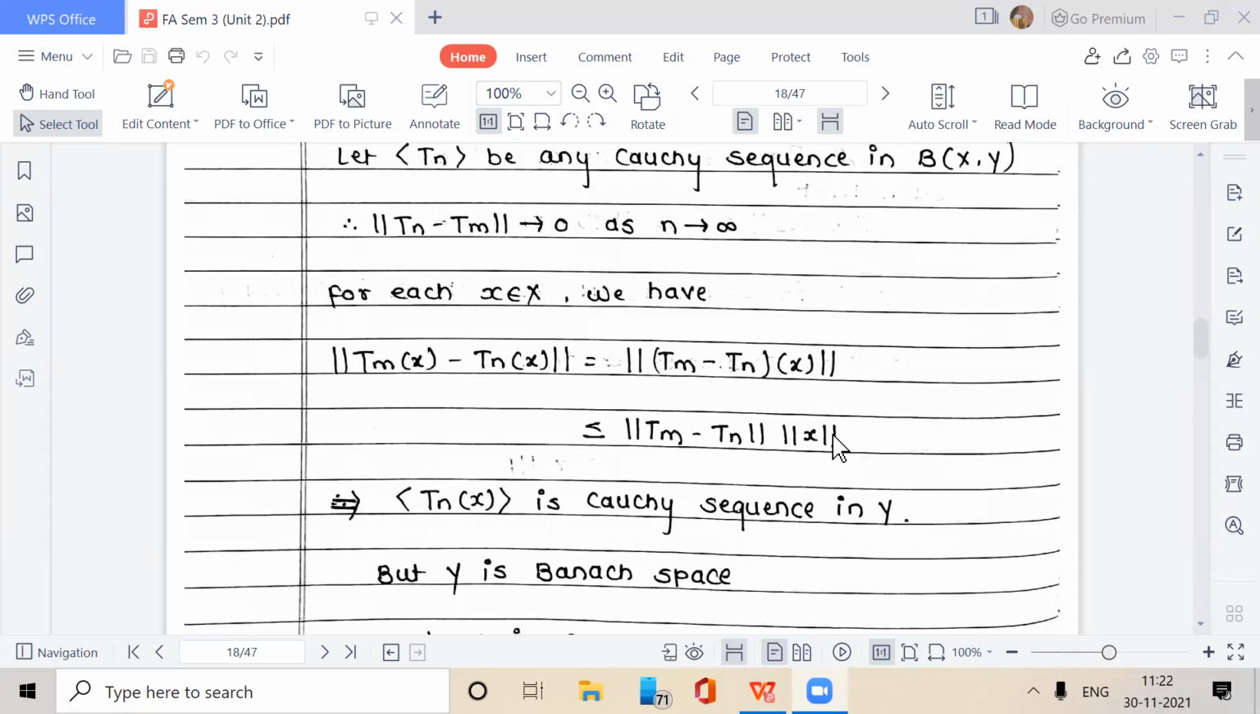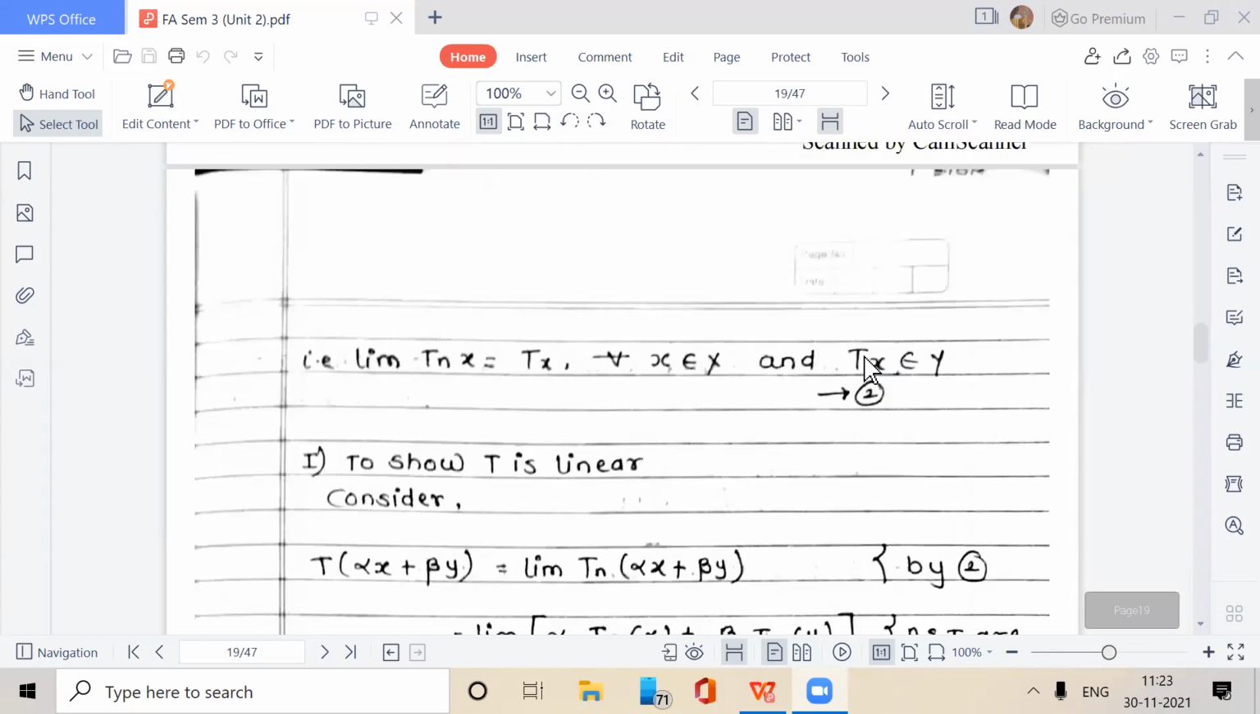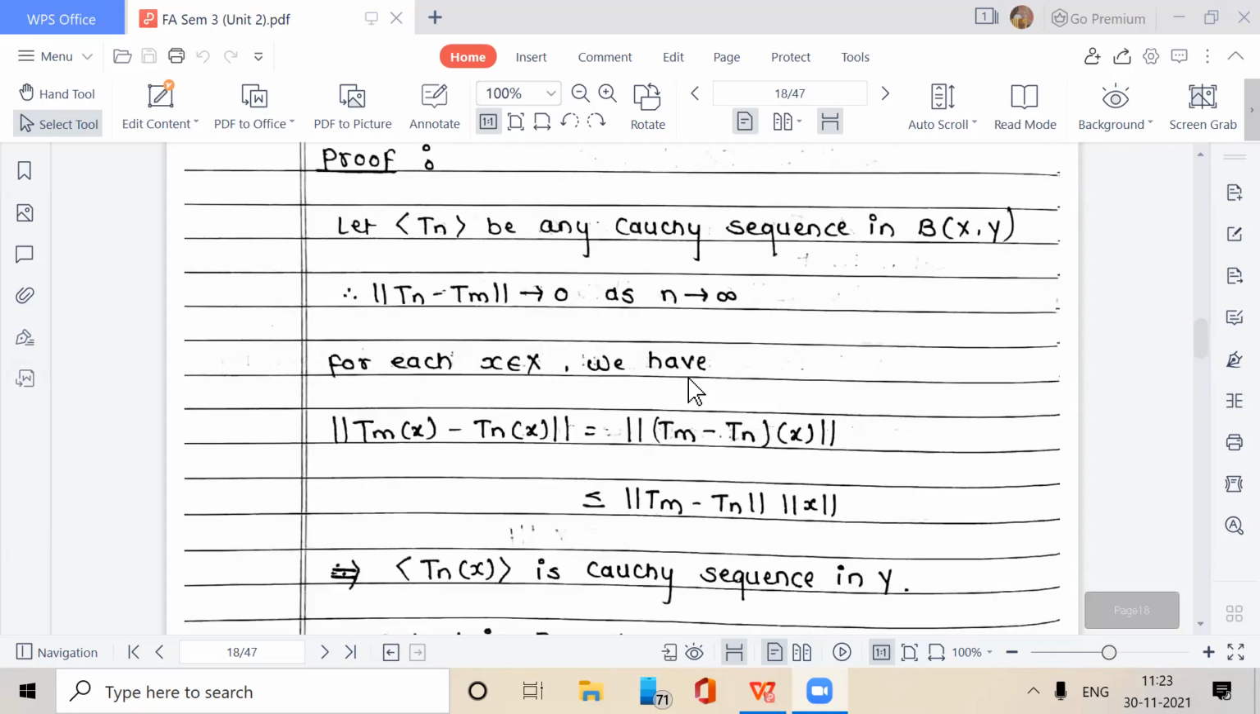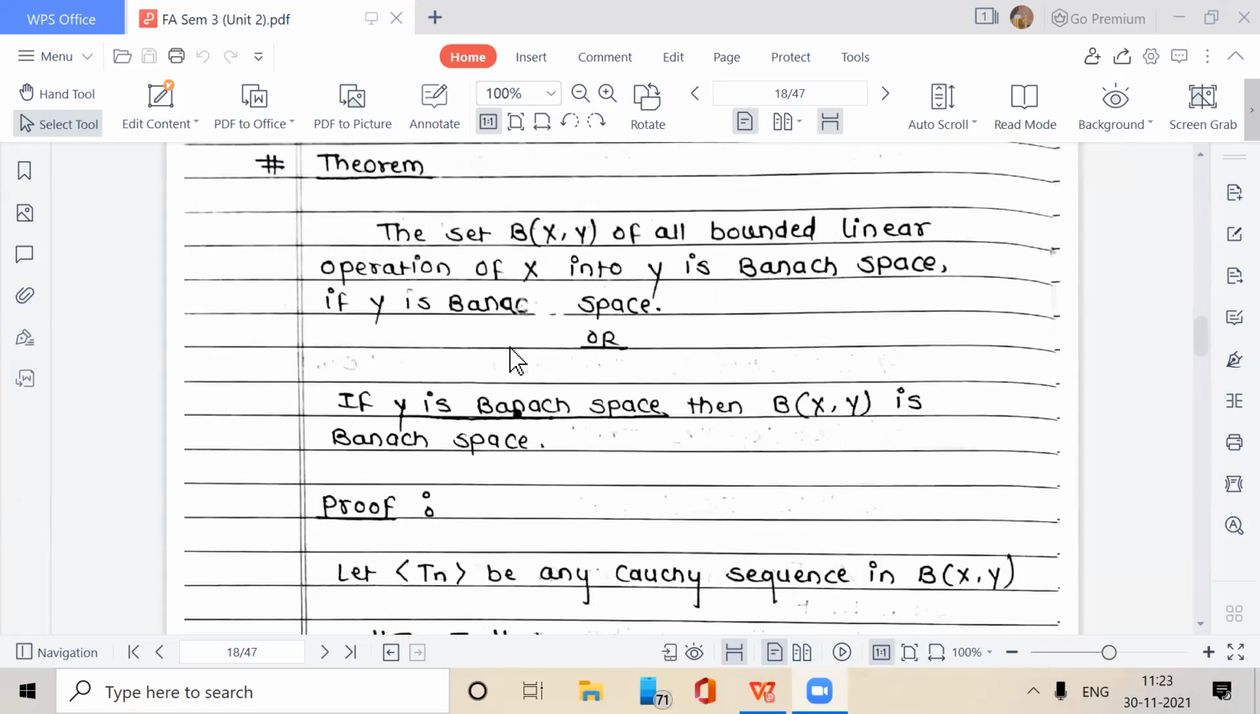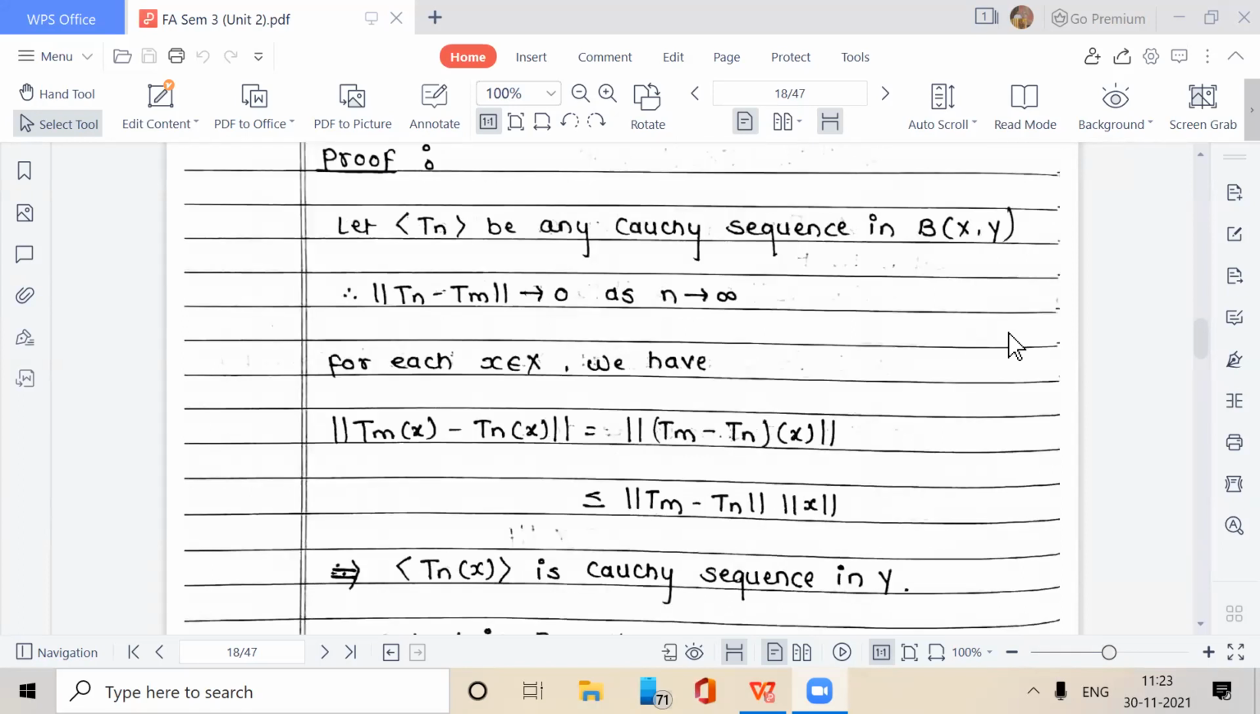We are given that Y is a Banach space and we are proving that the set of all bounded linear operators B of X, Y is a Banach space. So write the second statement also, given in the theorem: if Y is a Banach space, then the set of all bounded linear operators from X to Y is also a Banach space.